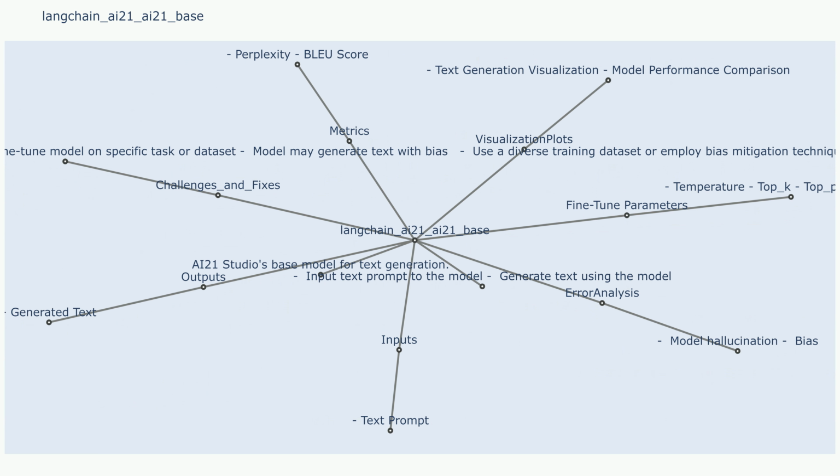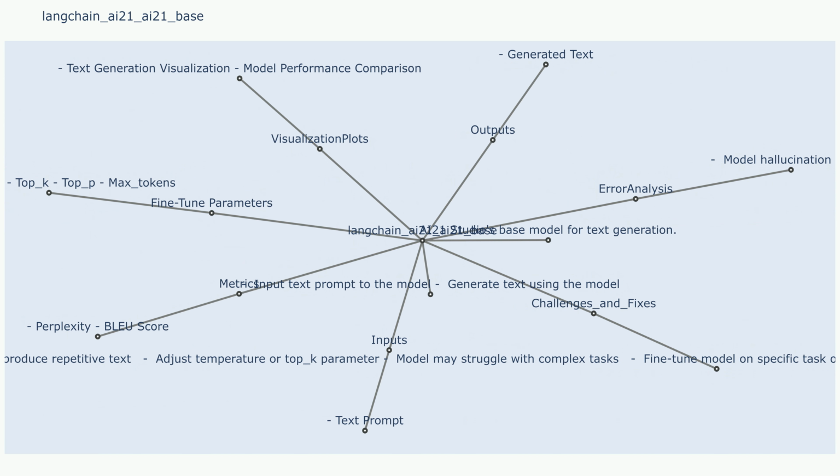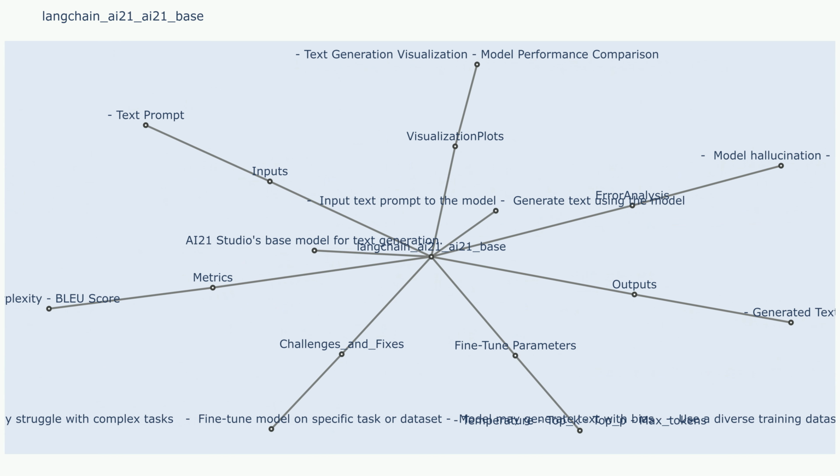Visualization plots. A visualization of the perplexity score over time, with lower perplexity scores indicating better model performance. Fine-tune parameters. Temperature controls the creativity of the generated text. Higher temperatures result in more unpredictable and potentially less coherent output. Lower temperatures lead to more predictable and potentially more repetitive outputs.